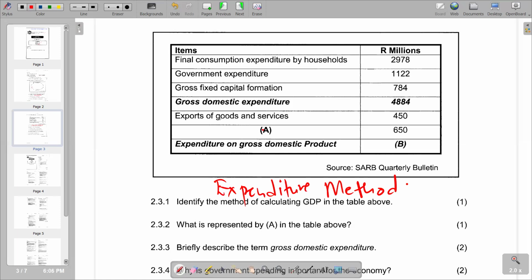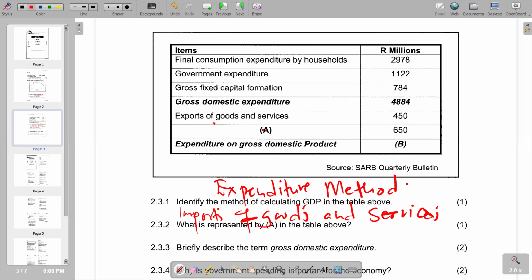And then we go to 2.3.2, what is represented by A in the table. So we have A here, but you see that on top of A, we've got exports of goods and services. So obviously, this represents imports of goods and services. So we represent imports. Imports of goods and services.